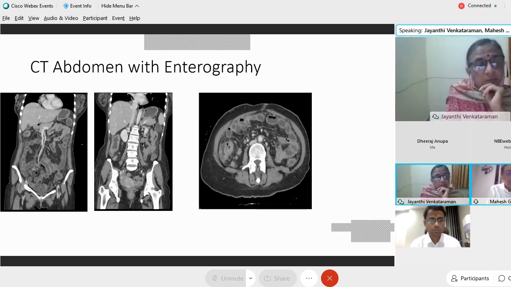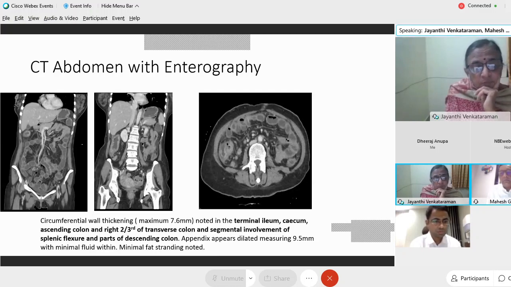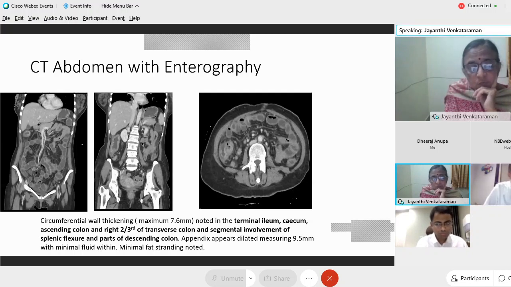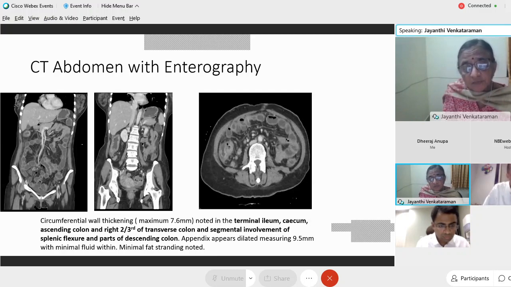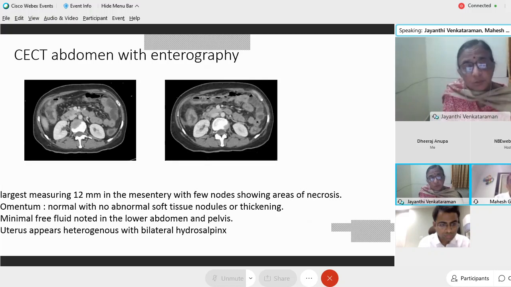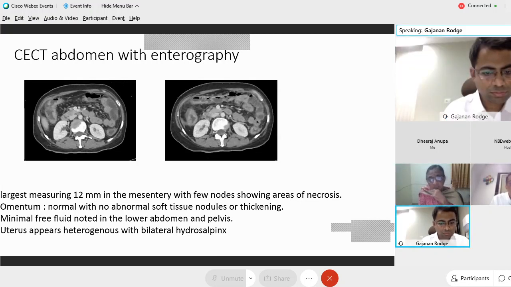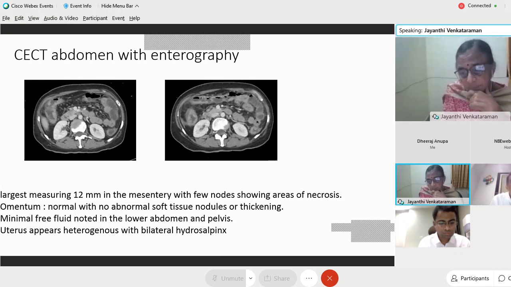So this was the CT the patient had. There was circumferential wall thickening in the terminal ileum, cecum, ascending colon, right two-thirds of the transverse colon, and segmental involvement of the splenic flexure. Look at that now, there's a skip lesion, segmental involvement of the splenic flexure and parts of the descending colon. The appendix is beautifully seen in the middle picture. It is dilated, 9.5 mm, with minimal fluid and minimal fat stranding. The cross section showed nodes with areas of necrosis. Omentum was normal, with minimal free fluid in the lower abdomen and pelvis. Uterus was heterogeneous with bilateral hydrosalpinx.